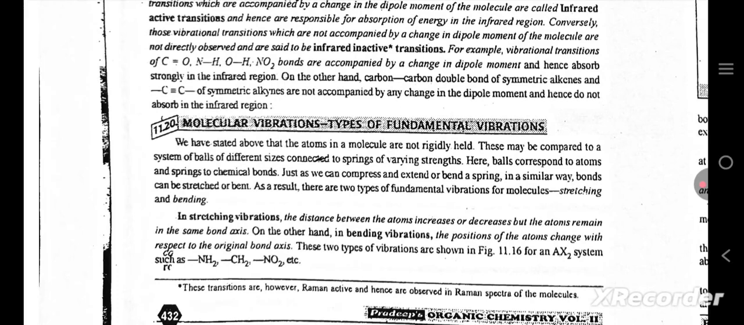For example, vibrational transitions of polar bonds are accompanied by a change in dipole moment and hence are observed strongly in the infrared region. On the other hand, the carbon-carbon double bond of symmetric alkenes and the triple bond of symmetric alkynes are not accompanied by any change in the dipole moment and hence do not absorb in the infrared region.